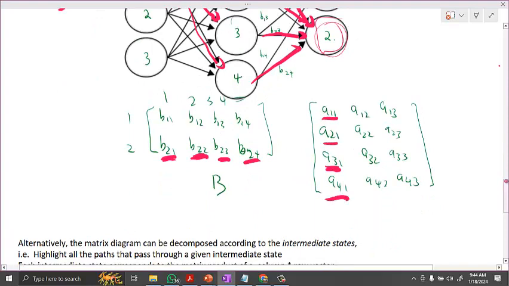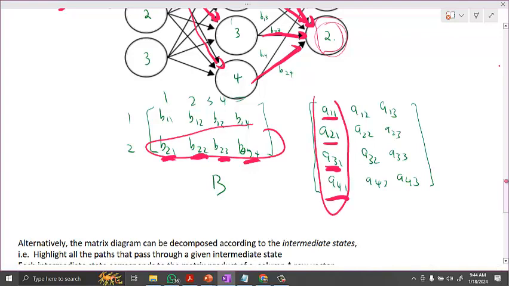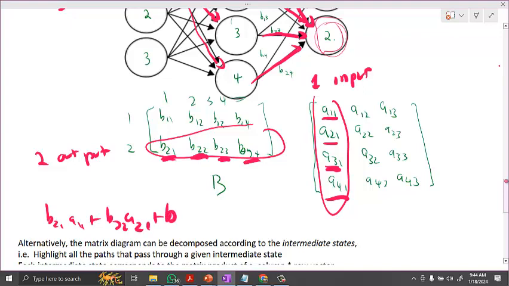So you see that what we're actually doing is taking this row times this column. This column was determined by input 1, and this row was determined by output 2. Okay, so the result is just going to be B21 A11 plus B22 A21 plus B23 A31 plus B24 A41. Now this is called the inner product of these two vectors.